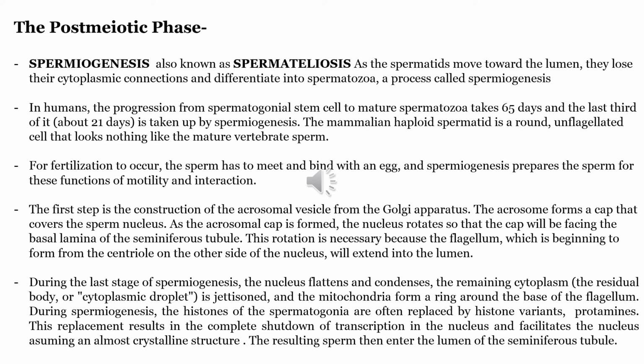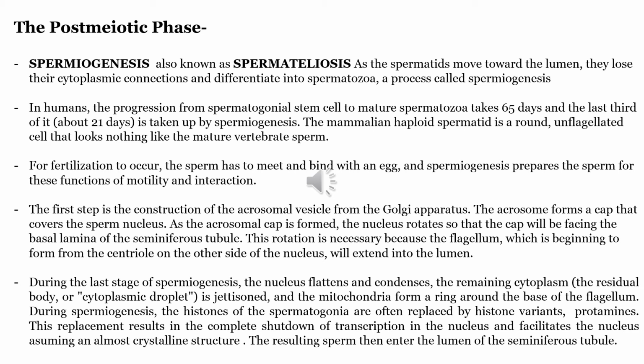So this non-motile spermatid has to differentiate to form a flagellated structure which will be known as sperm. For fertilization to occur, the sperm has to meet and bind with the egg, and spermiogenesis prepares the sperm for these functions of motility and interaction. And the first step of spermiogenesis is the construction of acrosomal vesicles from the Golgi apparatus. This acrosomal vesicle is very helpful in dissolving the egg membranes during fertilization. The acrosome forms a cap that covers the sperm nucleus.